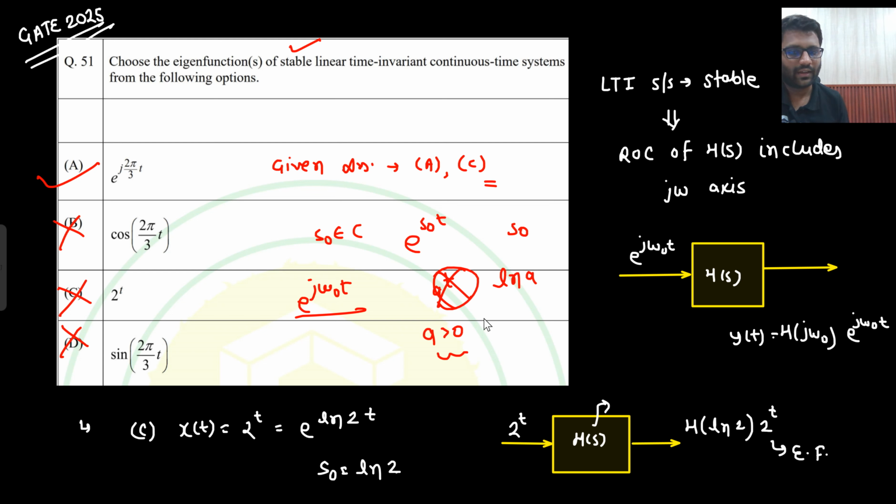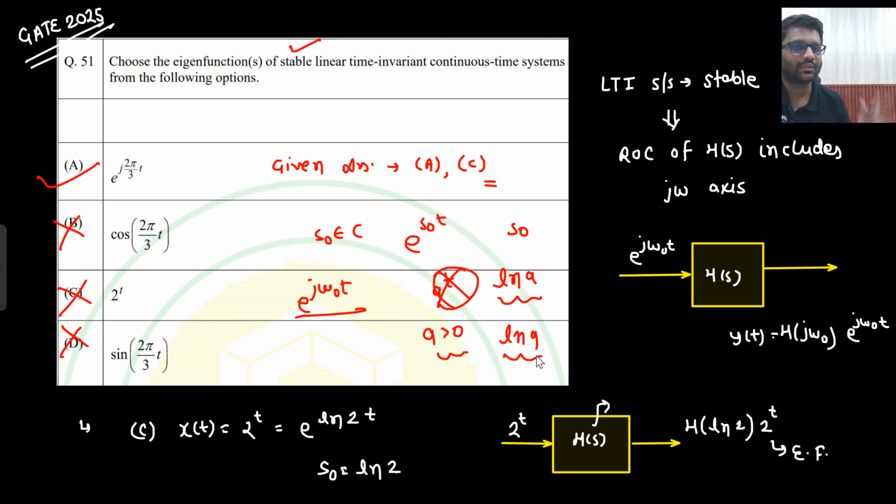So a to the power t, most of the students would know that a to the power t is also an LTI system. Sorry, a to the power t is also an eigenfunction. So they would have clicked on this. But rarely any student would know that ln a has to lie in the region of convergence. This topic is also missed in 90% of the textbooks. Only in OpenM it is written that s0 should be lying in the region of convergence.